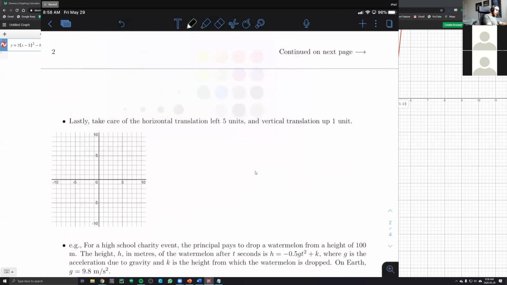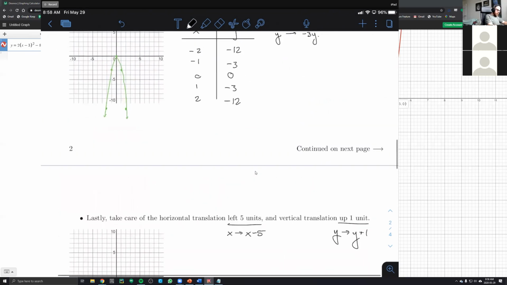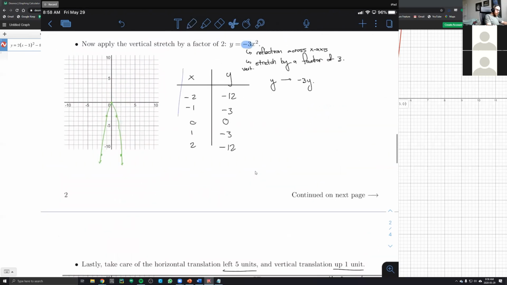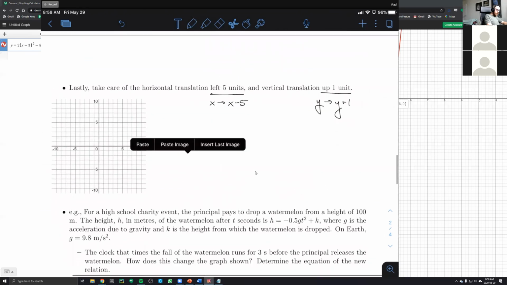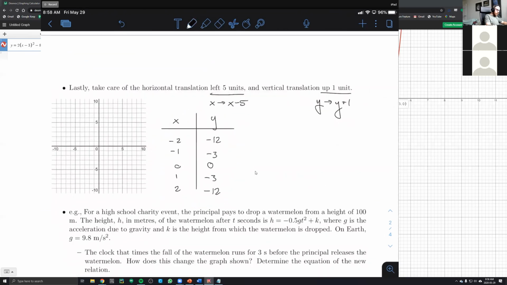So the left 5 units, that's going to take all of our points, all of our x values, and we're going to subtract 5 from them. And our translation 1 unit up, we're going to take all of our y points and just add 1 to them, okay? So again, I'm going to copy the table of values that we found in the previous step, and I'm just going to apply these two transformations. So let's apply those to all of our x values. I'm just going to subtract 5.